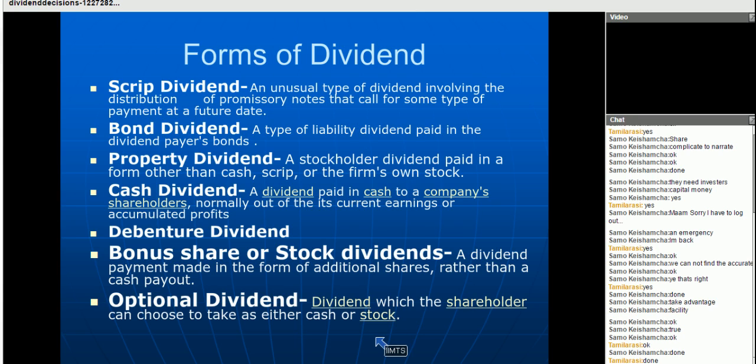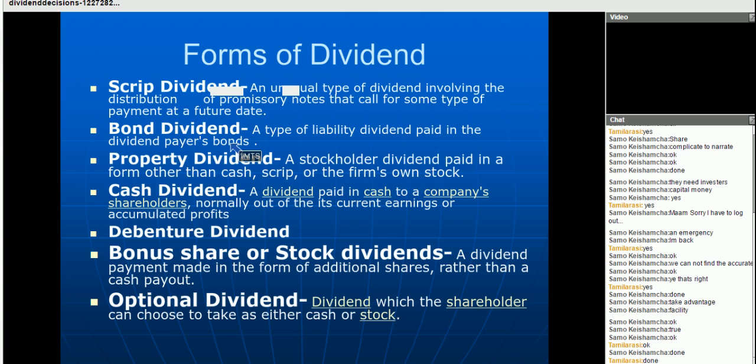Now these are the different types of dividend that can be paid. One is the scrip dividend. This is an unusual type of dividend involving the distribution of a promissory note that calls for some type of payment at a future date. Like you might have heard about bills of exchange which are used in international trade. So that type of thing, a promissory note may be written by the company in favor of the shareholder, and the shareholder can present it before the company and get the payment at a future date. So this type of dividend is called scrip dividend.